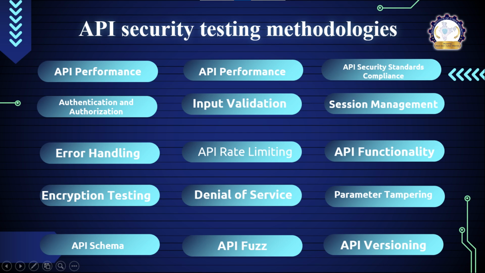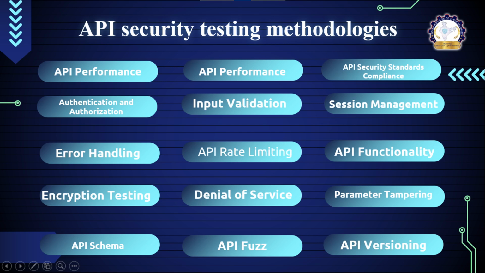Overall, DOS testing is an essential part of security testing that helps ensure that the API can continue to function even under heavy load or attack. By identifying and addressing vulnerabilities before they can be exploited by attackers, organizations can help protect their users and maintain the integrity of their systems. Overall, a comprehensive API security testing should cover all aspects of API security, including authentication, input validation, session management, error handling, rate limiting, functionality, encryption, and DOS protections.